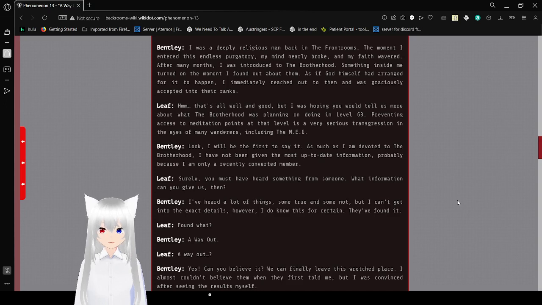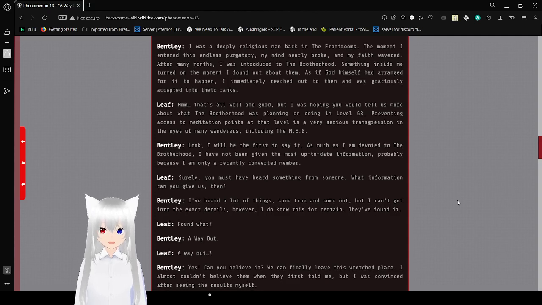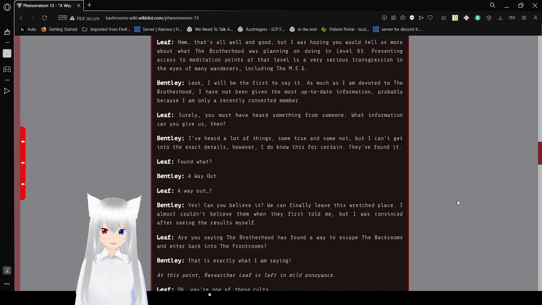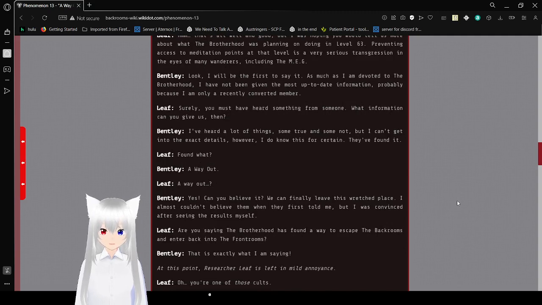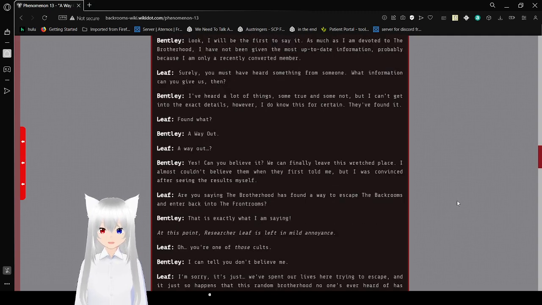That's all well and good, but I was hoping you would tell us more about what the Brotherhood was planning on doing in level 63. Granting access to meditation points at that level is a very serious transgression in the eyes of many wanderers, including the Meg. Look, I will be the first to say it. As much as I am devoted to the Brotherhood, I have not actually been given the most up-to-date information. Probably because I'm only a recently converted member.